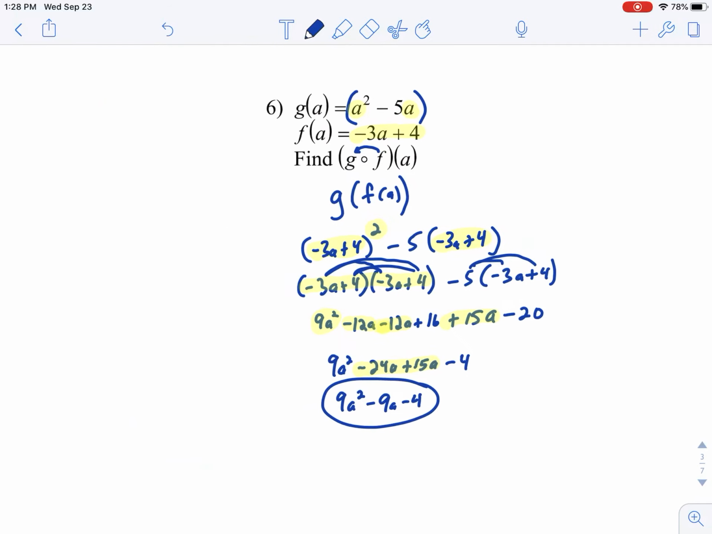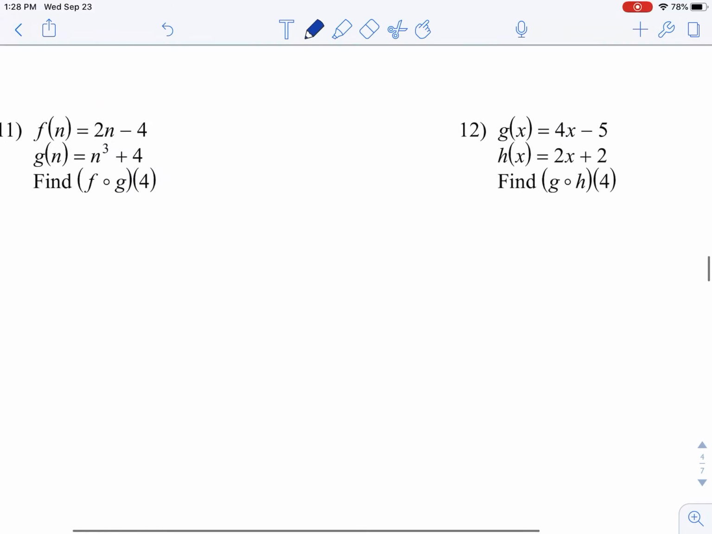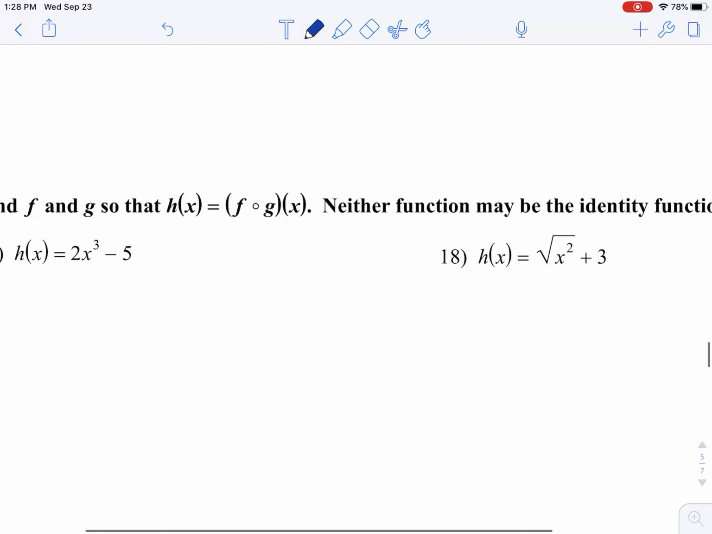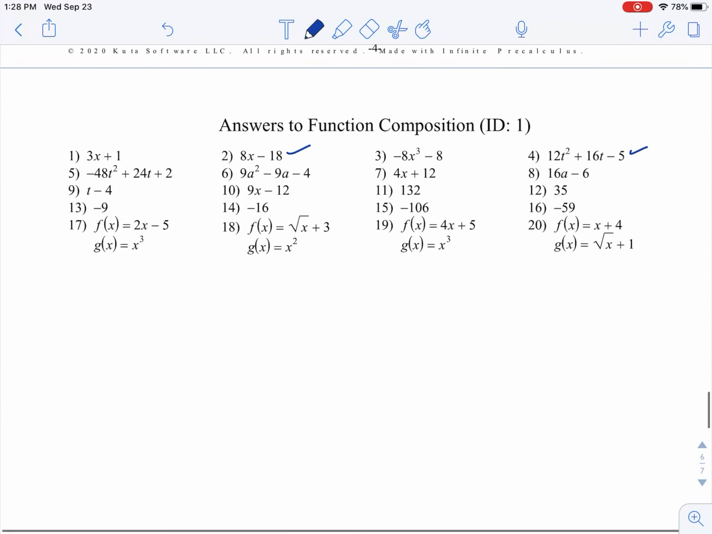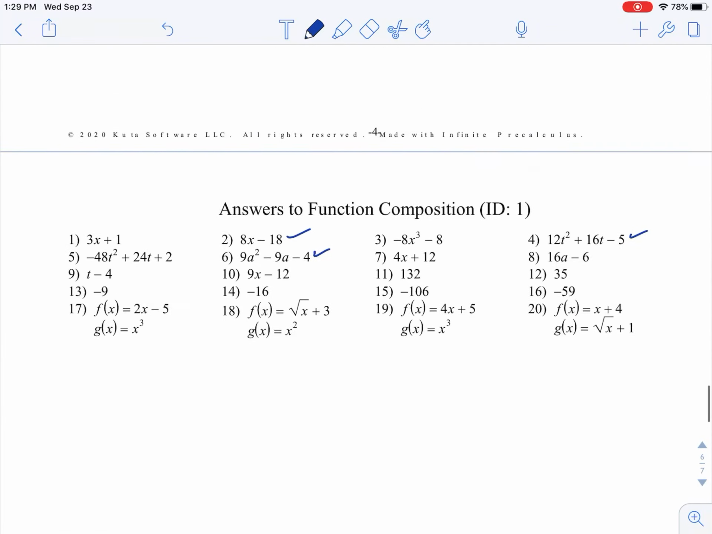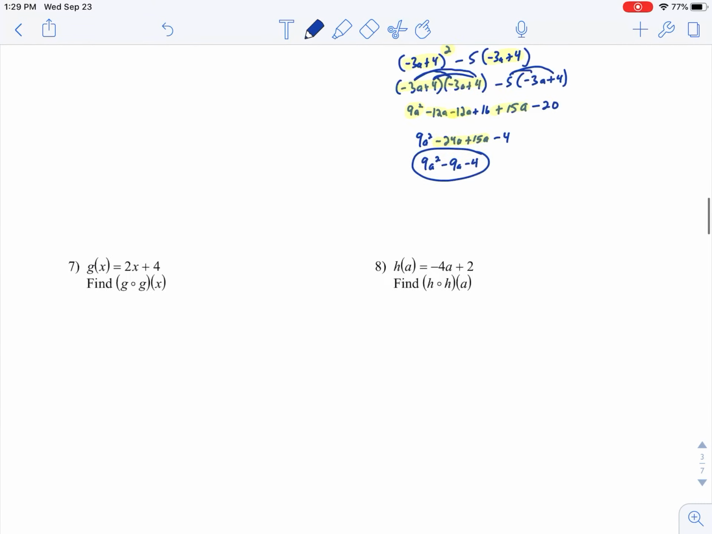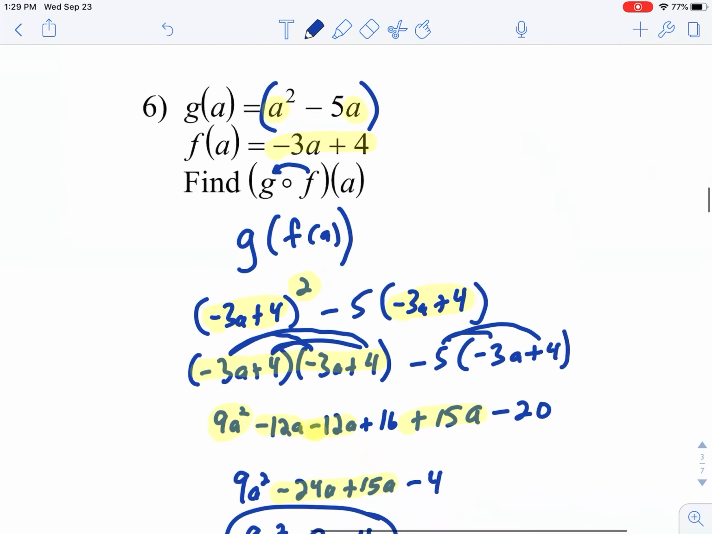Let's check and make sure we are good on number 6. Oh, come on. There it is right there. So a lot of steps to this one. The concept is the same. You plug the second function into the first function. But because the first function had the variable twice, you had to plug it in twice. So that was a complication.